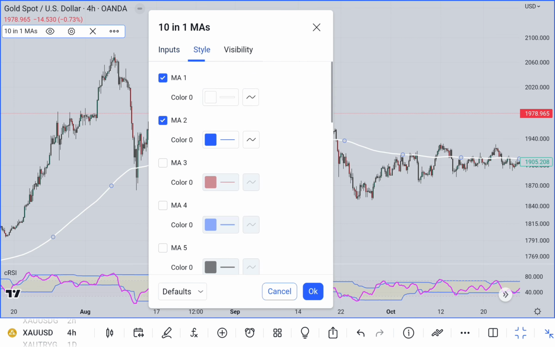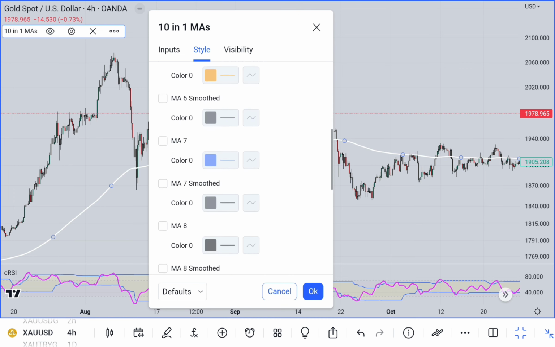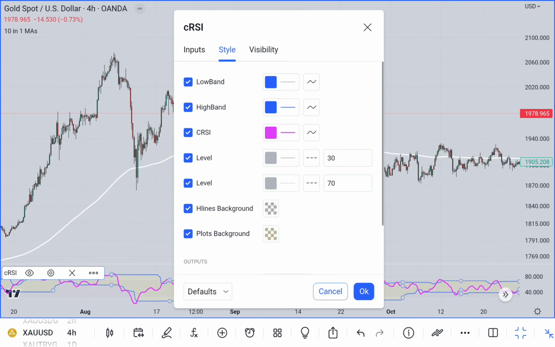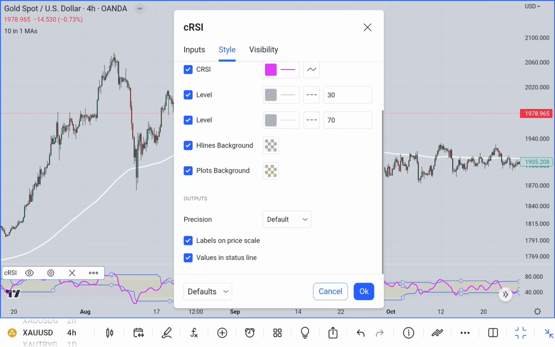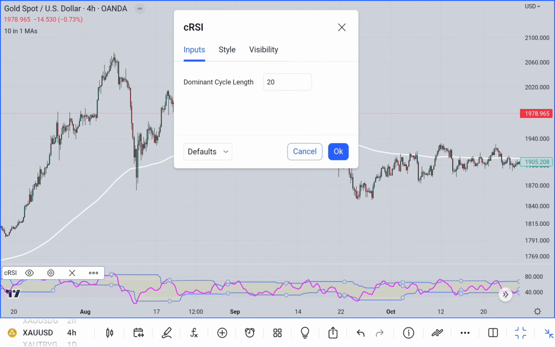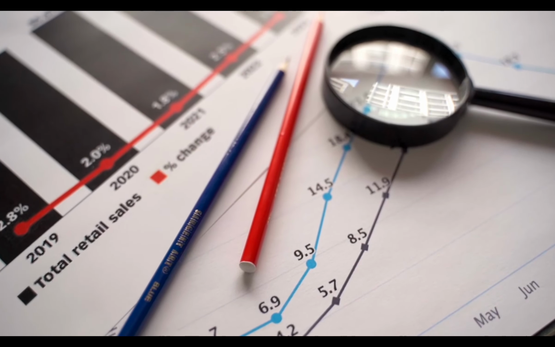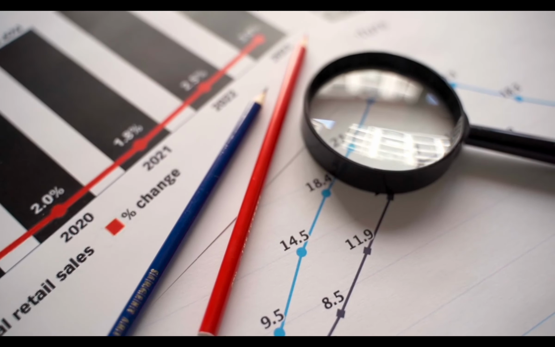Next, let's add the cRSI indicator to our chart. This can also be found in the list of available indicators, and we'll need to adjust the settings to match our trading strategy. We'll want to set the period to match the time frame we're trading on, and we'll also need to adjust the oversold and overbought levels. With our indicators set up and ready to go, we can start applying our trading strategy.